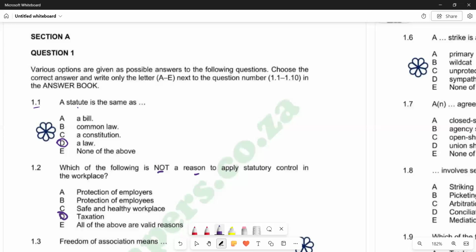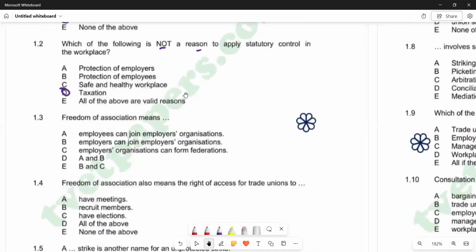So remember, taxation is not a responsibility at a workplace level, but at a government level. So it's not going to apply here. So we can go to the next question and see what we have. If you go down, you go to 1.3.